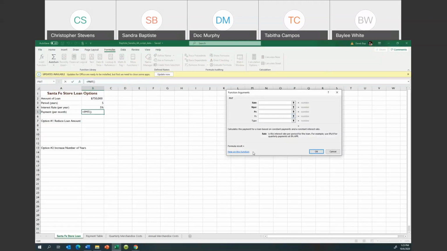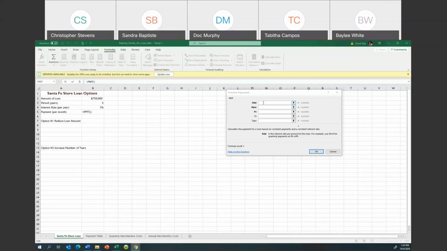Okay. And so it brings up that function argument wizard when we go in through the formula tab. So this is what I meant by bringing this up. You have to go in through the formula tab to bring up the function. The cool part about this is it can make it easier because you get to visually see what you need to put in each time, as opposed to having to know it offhand. So for the rate, notice that it says rate is the interest rate per period for the loan. For example, use the rate divided by 4 for quarterly payments at 6% APR. So that gives you an example to think about as well.